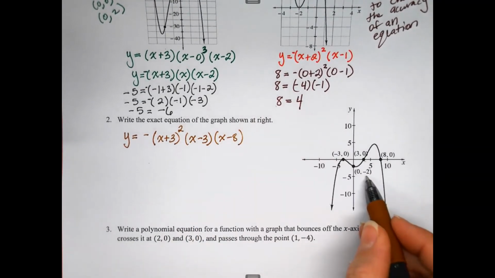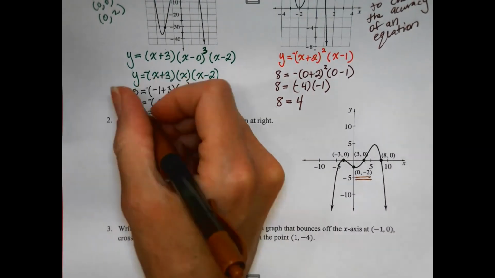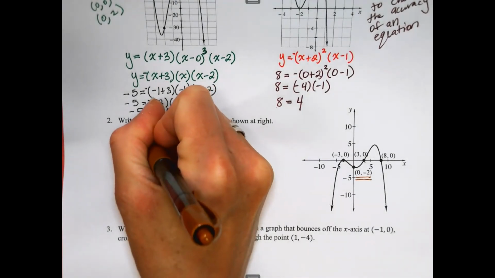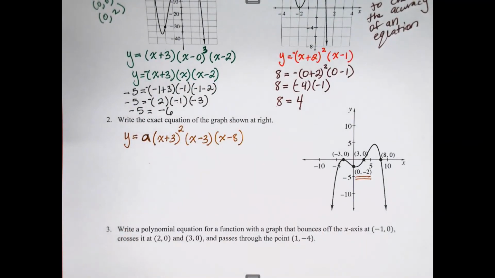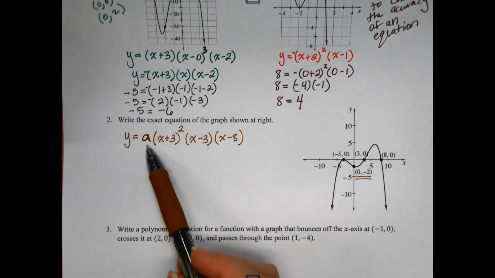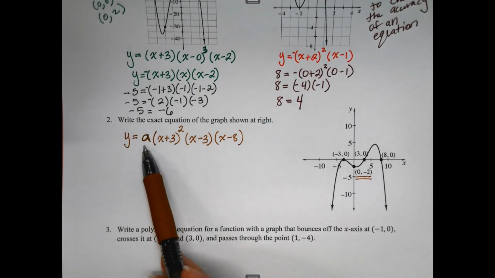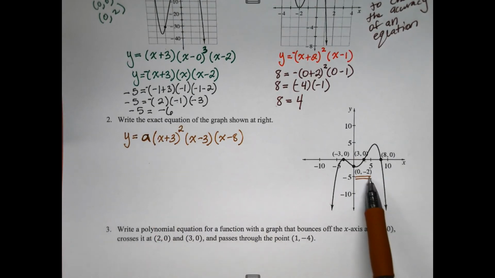Now we also know that this graph passes through the point 0, -2. And so we're going to use that. We're actually going to put an a here. When we solve this, it should give us a negative a value or a negative stretch value. So we don't have to put the negative in there. That's part of your a. And so to make this an even better equation, I'm replacing that negative with an a. And what I'm going to do is substitute 0 for x and -2 for y and solve and see what I come up with.